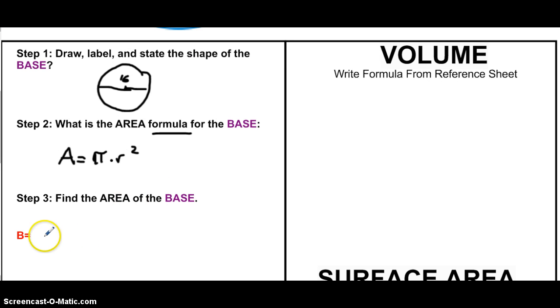Well, we know that our base is going to be pi times our radius, which is half the diameter. So remember, it's half of this, which is 8 squared. When we plug that in, we get B is equal to 200.96. And remember, for that pi symbol, I just used 3.14, okay? So just for here, pi, we're using 3.14.